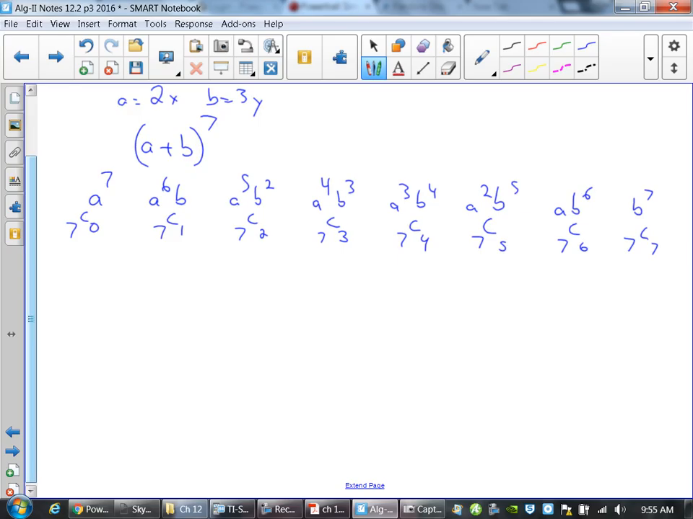Now, in my calculator, I know that I can do these, I hope. So I'm going to have 1. Now, I'm going to substitute back in here. It's a to the 7th. What's a? 2x. So it's going to be the quantity 2x to the 7th. Plus, well, what's 7 choose 1? 7. So it'll be 7 times 2x to the 6th times 3y.